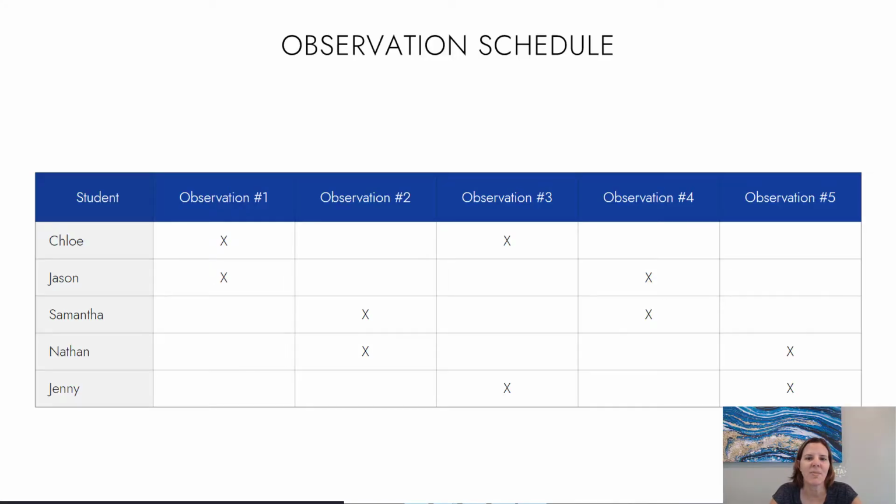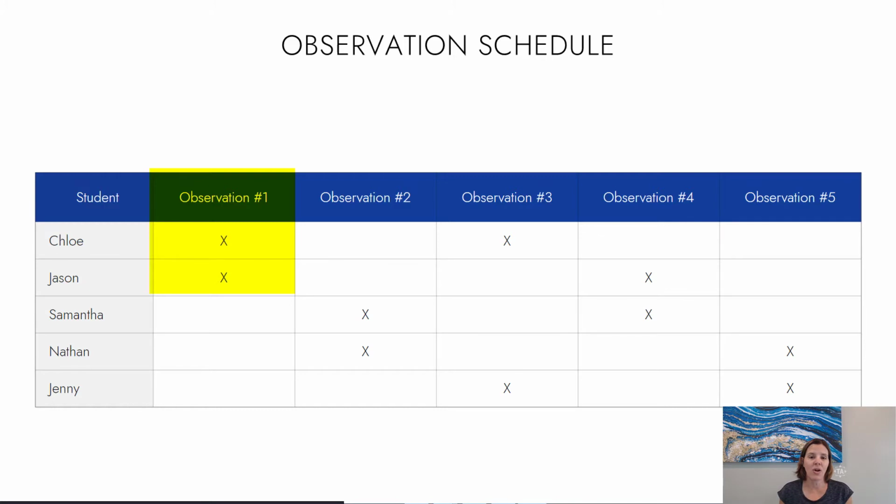All right, so let me show you my observation schedule. So you'll see here in the far left column, I've got 5 students. I just made those names up off the top of my head. And then you'll see the rotation schedule for how I decide who I'm going to focus on. So you'll see that for observation number 1, Chloe and Jason are paired together.